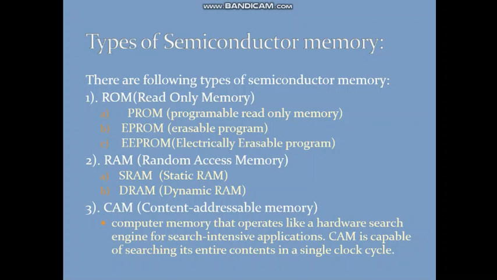There are the following types of semiconductor memory. ROM, we also discussed that. PROM stands for programmable read only memory. EPROM is erasable programmable read only memory. EEPROM is electrically erasable programmable read only memory. And RAM stands for random access memory. It has two types, SRAM, which stands for static RAM, and DRAM, which stands for dynamic RAM. And the third type of semiconductor memory is CAM, content addressable memory.